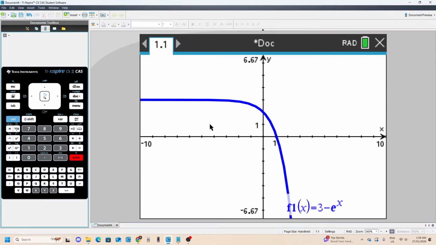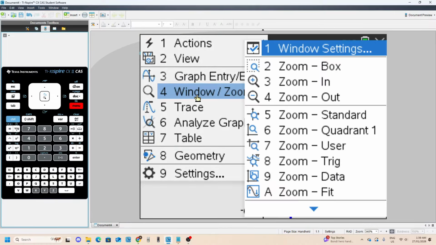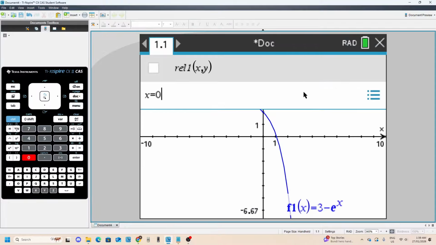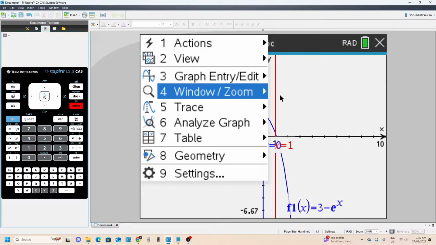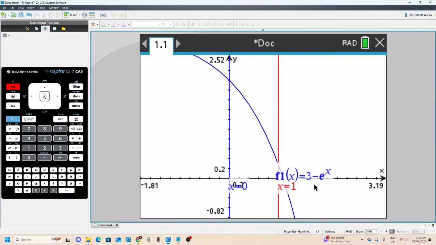I'm going to graph this, and I'm going to draw vertical lines at x equals 0 and x equals 1. So I'll go to relation: x equals 0, x equals 1. And just zoom in a little bit, of course. Let's zoom in here. Okay. And because we're trying to graph two trapeziums, yeah?